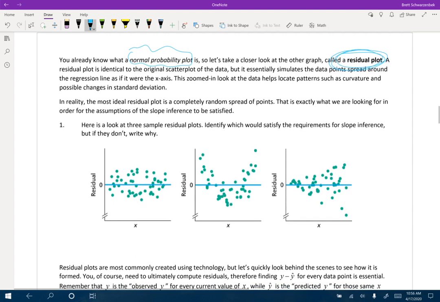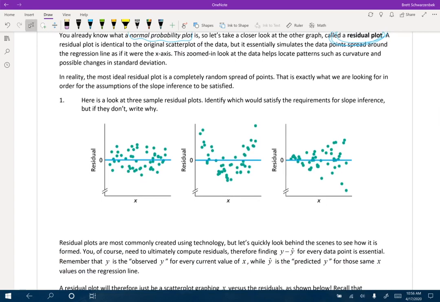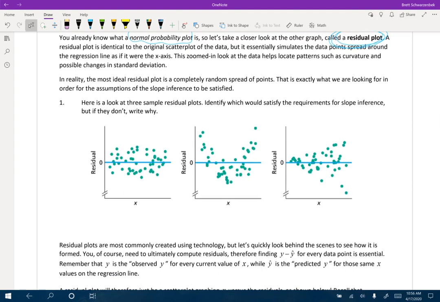Okay, so let's look at number 1, which gives you 3 graphs. Each one of these graphs is an example of a residual plot. The key is understanding what is good about a residual plot and what is not so good. So let's take a peek at that just to give you a good example of what it's supposed to be about. So look at the first example.